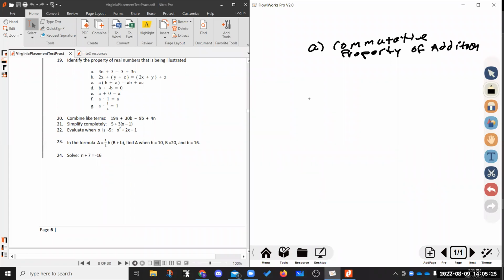Our second rule there is going to be changing the grouping symbols on things that have equal precedence. So everything there is addition. I can add the second and third term first and then the first term, or I can add the first and second term and then the third term. It doesn't matter. So that's called the associative property of addition.